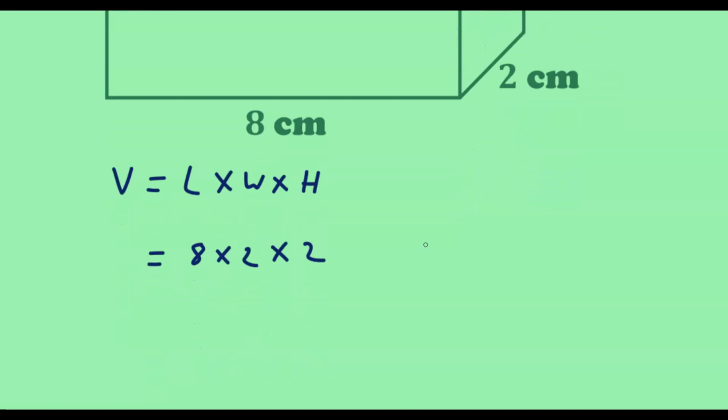And 8 times 2 times 2 is equal to 32. And since the edges are all given in centimeters, the unit for the volume will be centimeters cubed. So the volume of this rectangular prism will be 32 cubic centimeters.